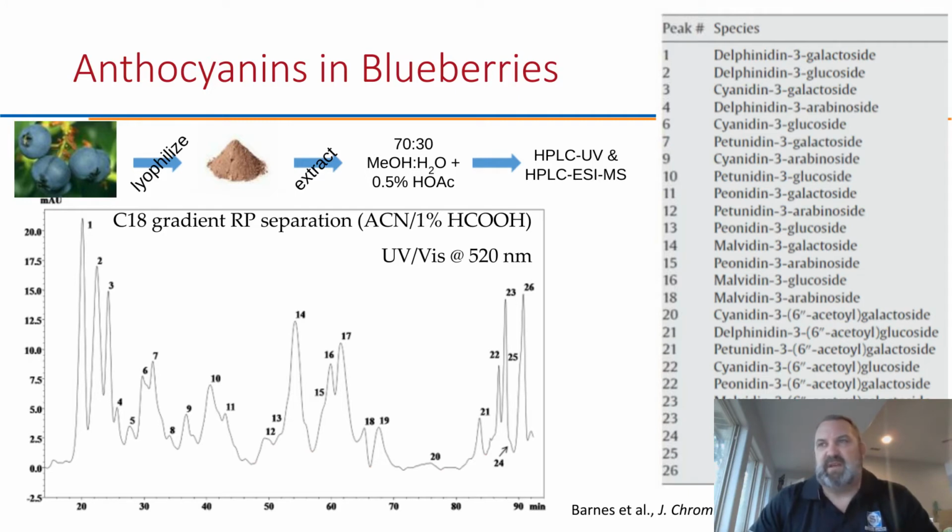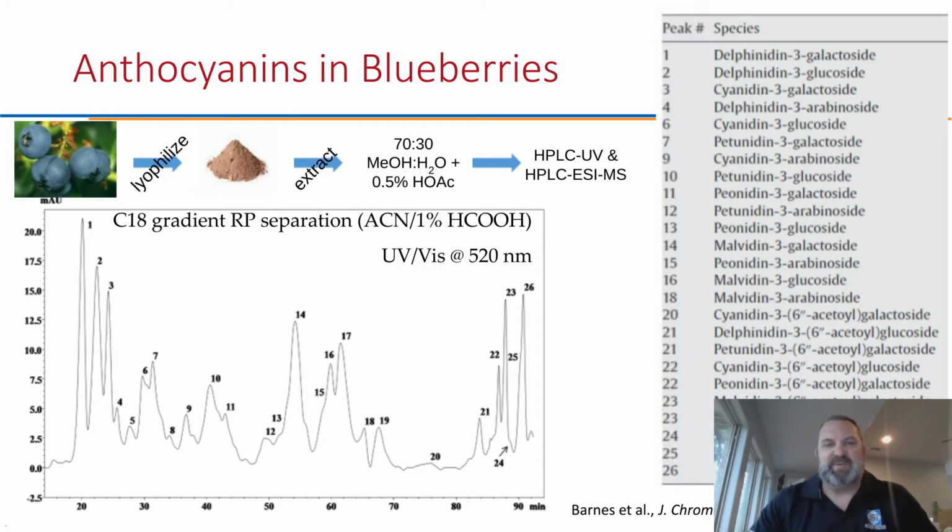In this case, not the best separation, but I think you can appreciate the complexity of the mixture, where we have 25 or so different anthocyanins present in this blueberry, and those are listed with their names on the right, depicted as having the anthocyanin, and then where the appended glycosidic bond is. That can be at the 3 or 5 position. Again, I'll show you a little bit more of that later.